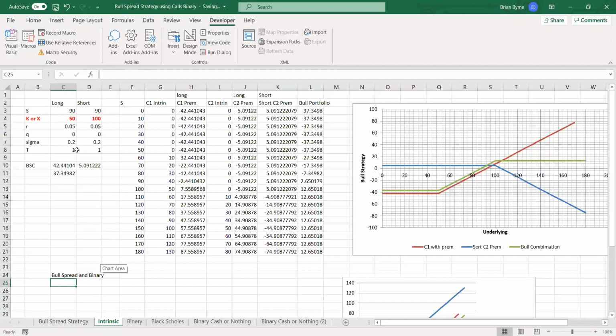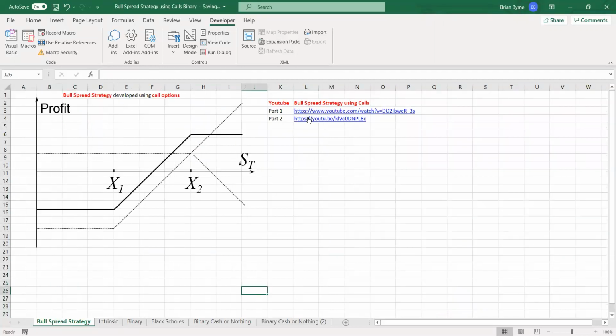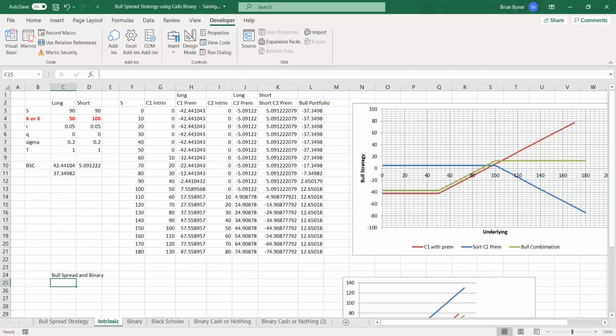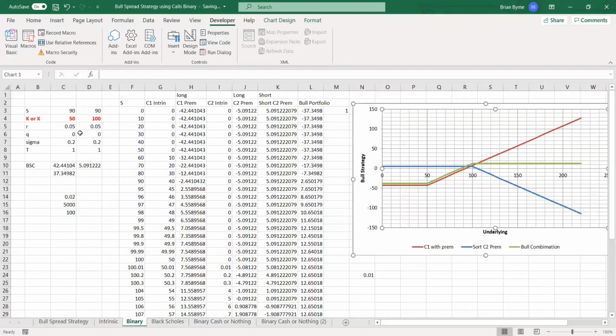So in our bull spread, which we previously illustrated in some video clips that I will leave a link to, actually the link is here, part 1 and part 2, and also on Vinegar, we set up the long call and the short call, and we took the combination of the two, which is this green payoff structure.